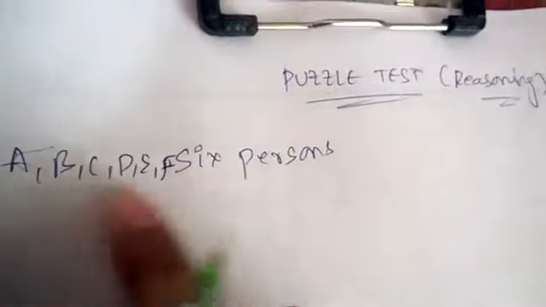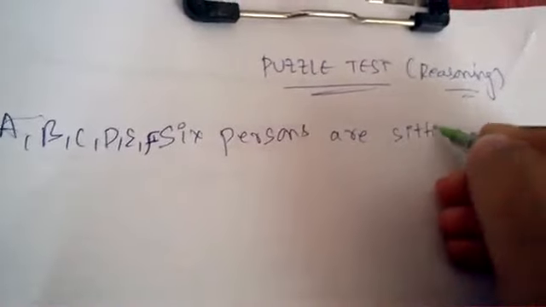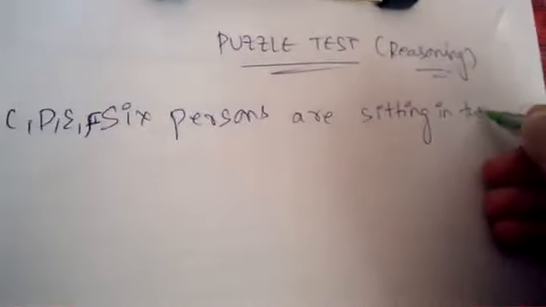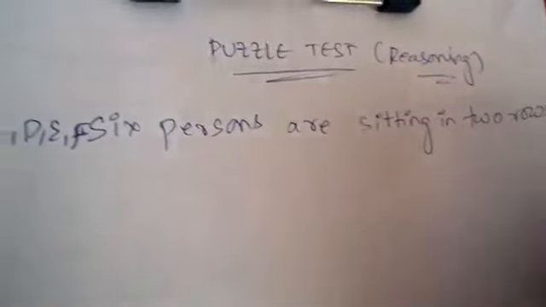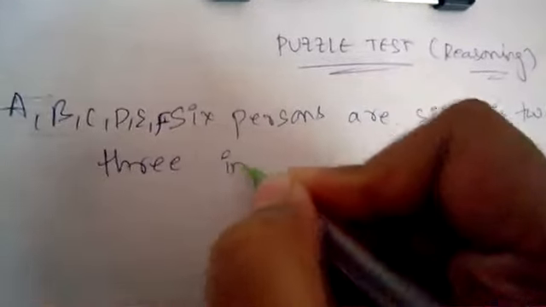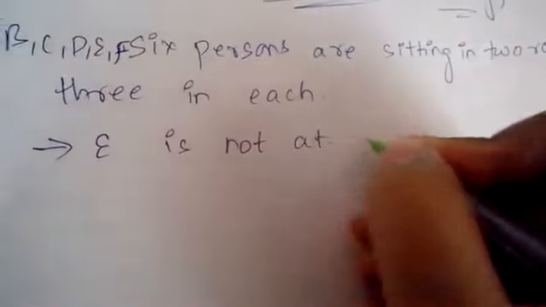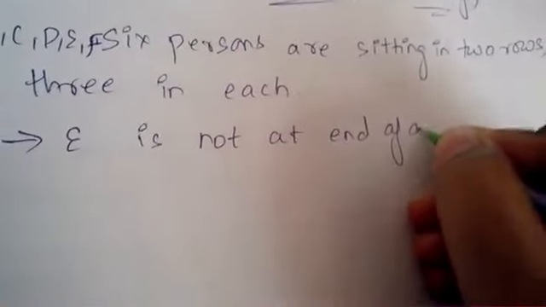A, B, C, D, E, F are sitting in two rows, three in each. Okay, now let's see what the conditions given are. E is not at the end of any row.